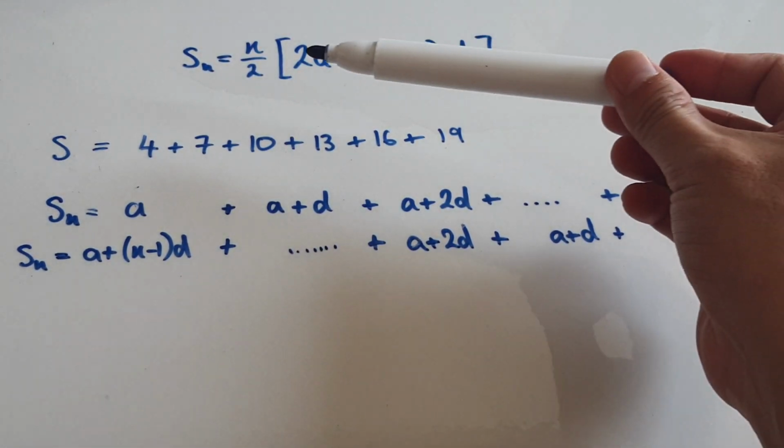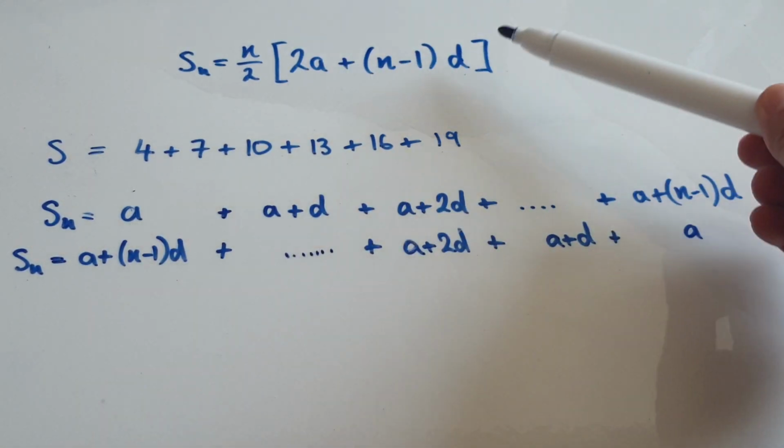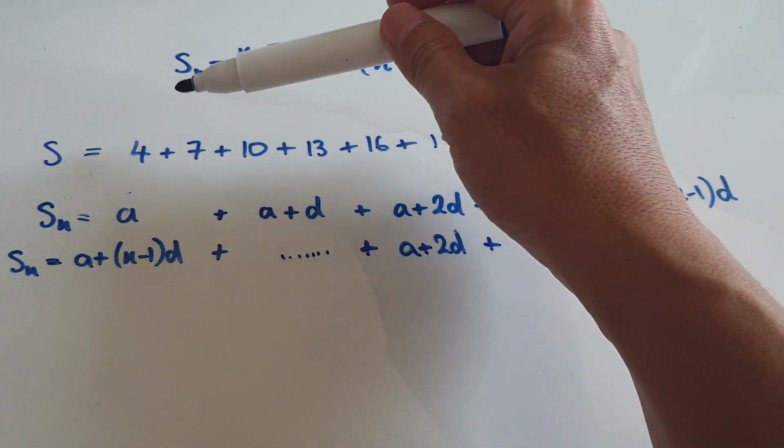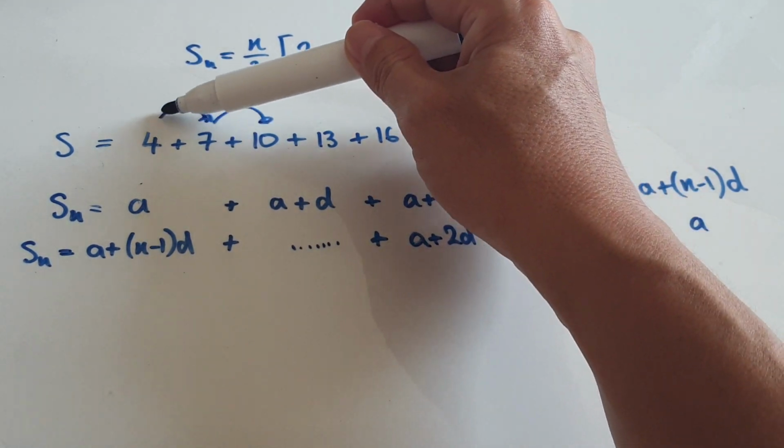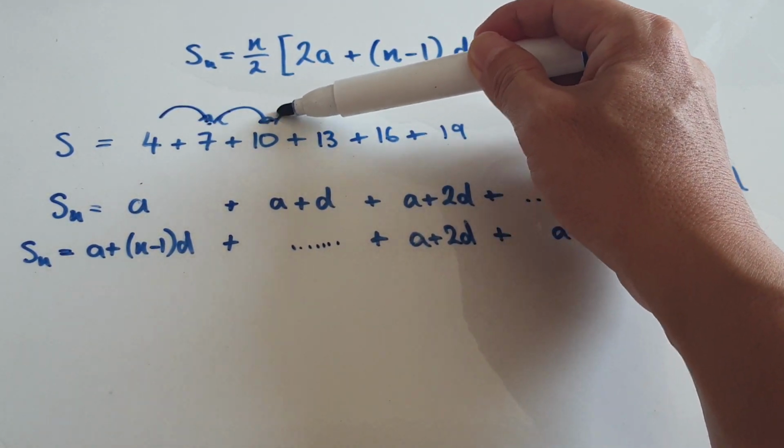The formula for the sum of an arithmetic sequence is given by this. Let's try and understand where this comes from. So an arithmetic sequence is when you add by a common amount each time. So here you can see we add 3, add 3, add 3.